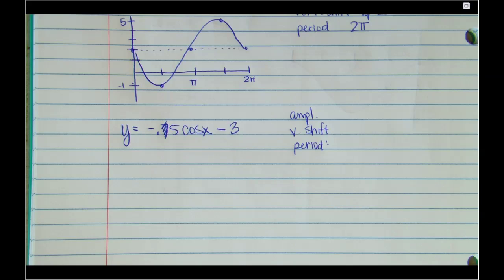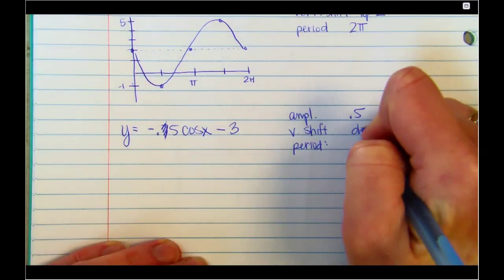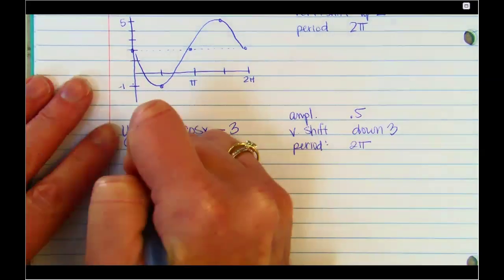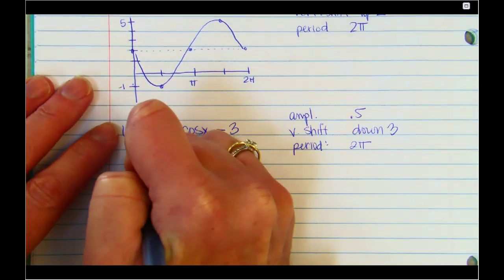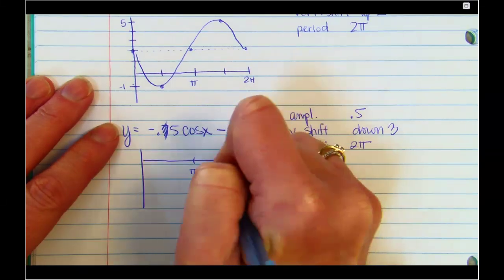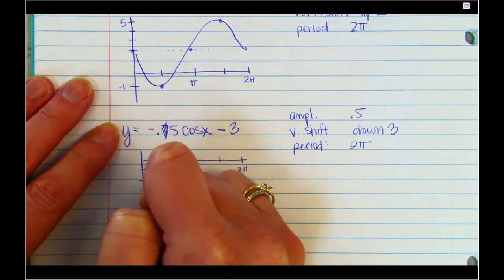Okay, what's the amplitude? 0.5. What's the vertical shift? Down 3. Down 3. And what's the period? Pi. Okay. So 2 pi, 1 pi, down 3. What's the maximum this gets to?